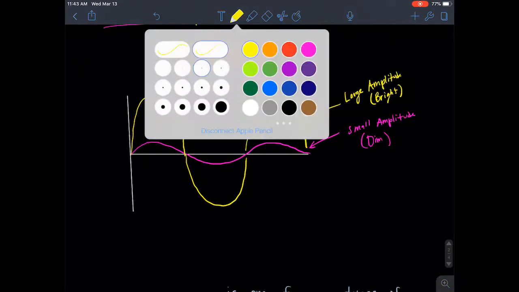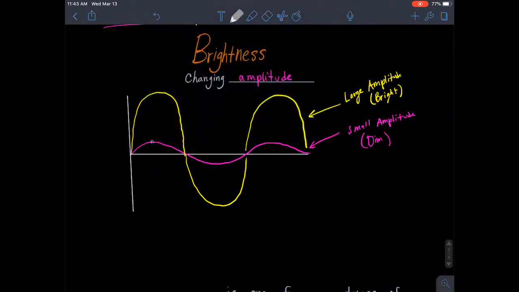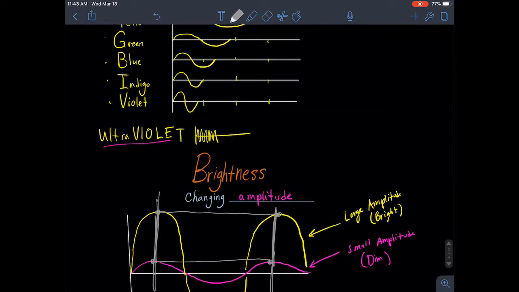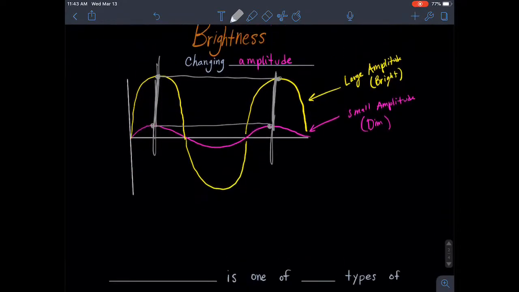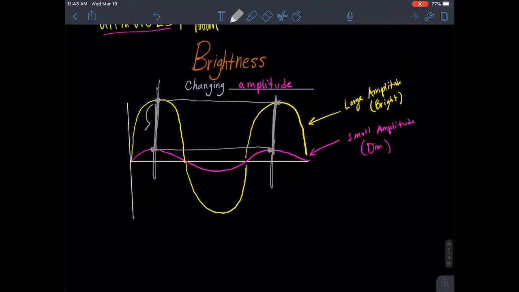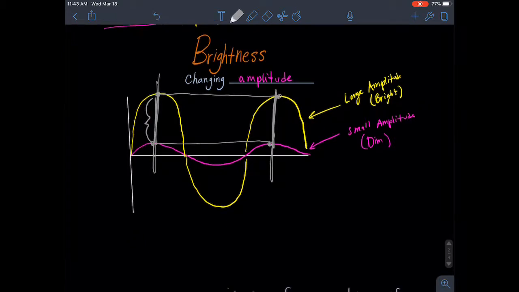Again, if we look at the wavelengths, let's take a look real quick. Wavelength is from crest to crest. The wavelengths of both of these waves are actually the exact same. So the color would be the same because wavelength is color. The brightness is different because you have a much higher amplitude or a much lower amplitude.